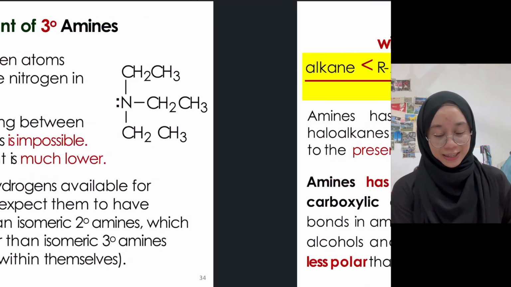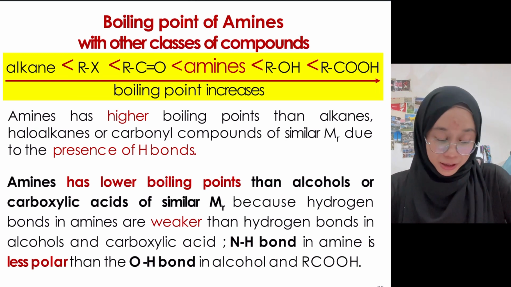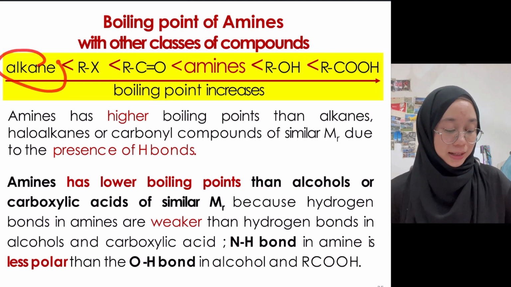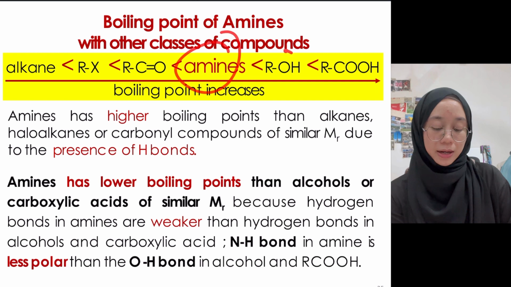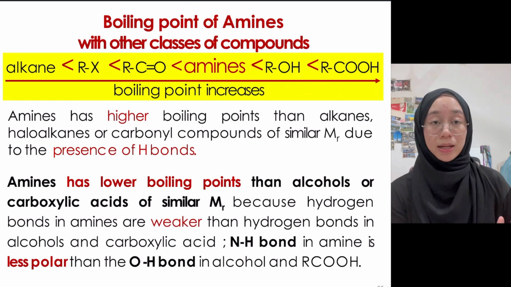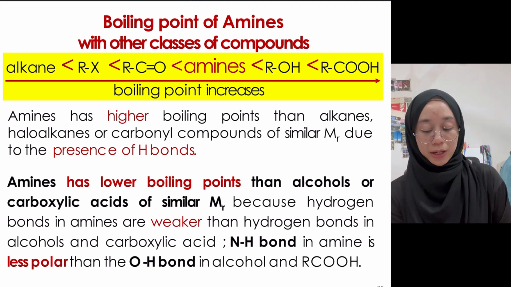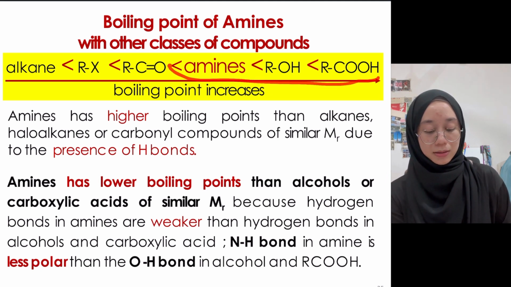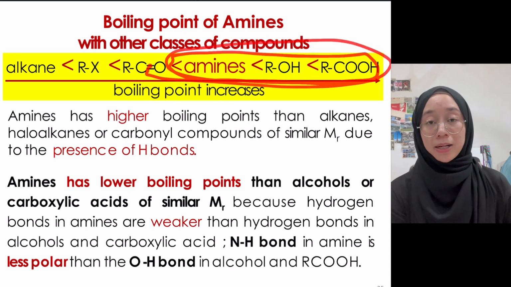Okay, alright, so now kita nak compare amines with other classes of compound. Okay, so kita akan comparekan dengan alkane, kita comparekan dengan haloalkane, comparekan dengan carbonyl, amine, ada alkohol dengan carboxylic acid. Okay, so yang ni dah susunan dia dah increasing boiling point order dah sebenarnya. Okay, so as you can see, yang dekat sini sebenarnya kelas termasuklah sampai amine, daripada carboxylic acid, alkohol dengan amine, semua ada persamaan. Semuanya boleh form hydrogen bond.